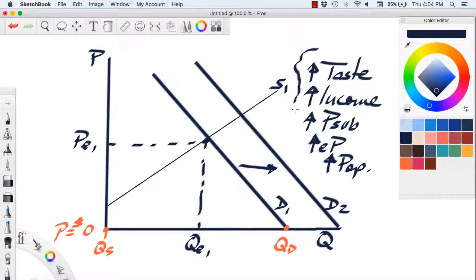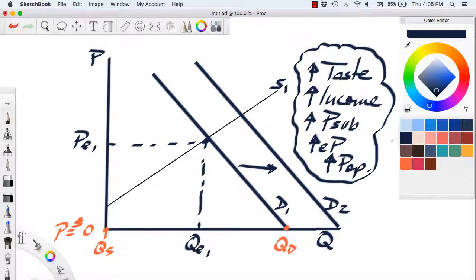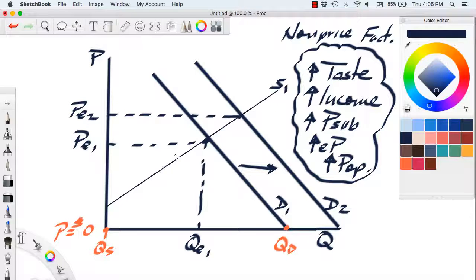Again, there could be lots and lots of factors that could impact the demand for this product. These factors are called non-price factors. Why? Because they shift the demand curve. Now, if that demand curve shifts to the right, what's that going to do? That's going to push up the equilibrium price, so the buyer is going to have to pay more, and it's going to push up the equilibrium quantity. So the equilibrium quantity is going to increase.